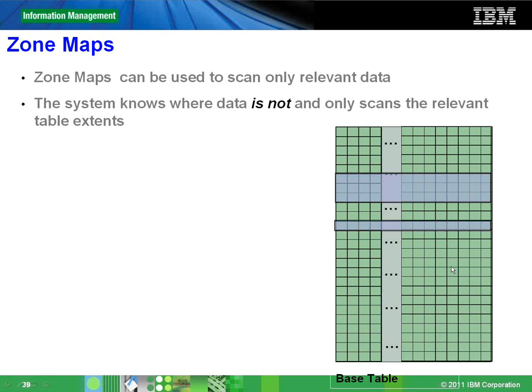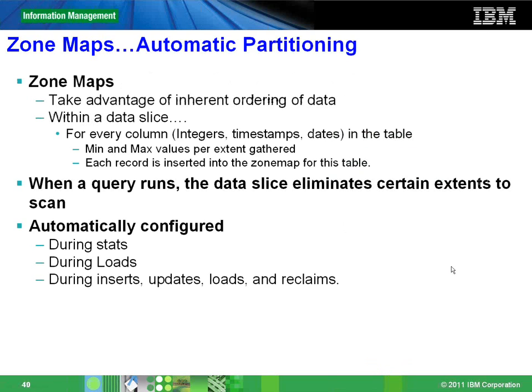So this slide basically talks about what I just said. The system knows where data is not and only scans the relevant table extents where there is a possibility that data can be found.